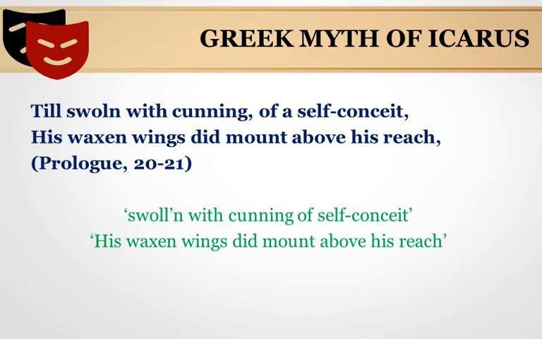myth of Icarus, a boy whose father, Daedalus, gave him wings made out of feathers and beeswax. Icarus did not heed his father's warning and flew too close to the sun, causing his wings to melt and sending him plunging to his death. In the same way, the chorus tells us Faustus will mount above his reach and suffer the consequences.